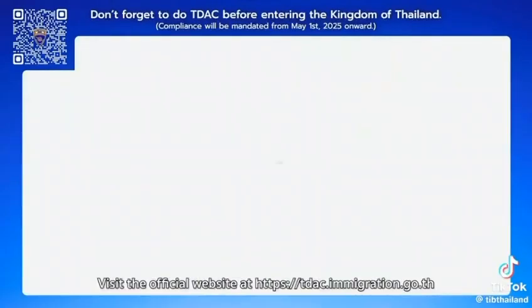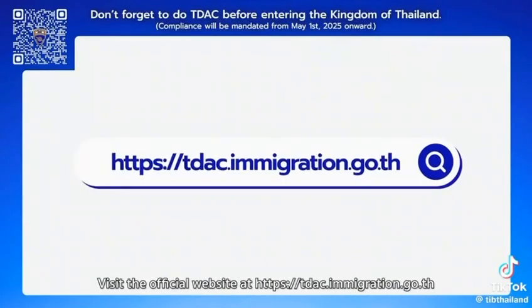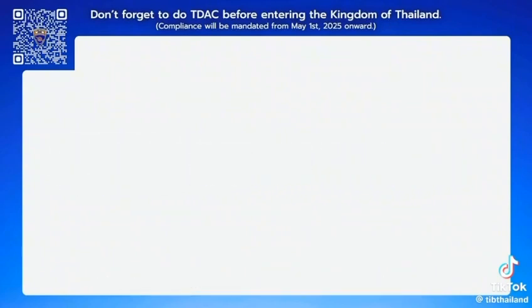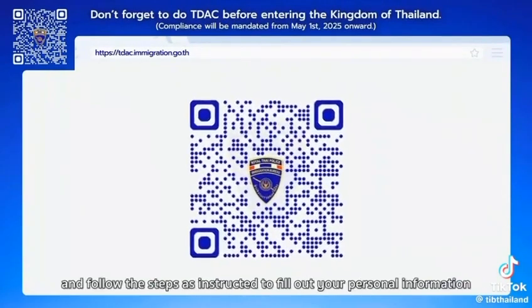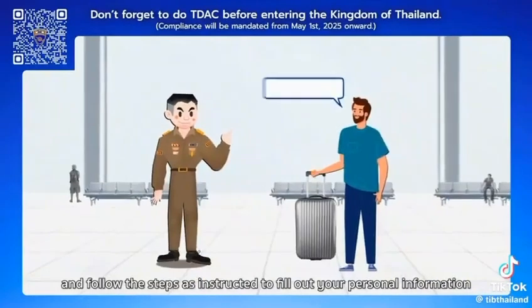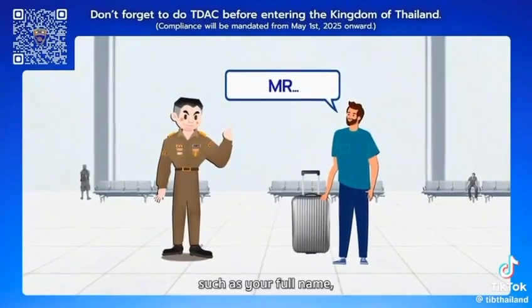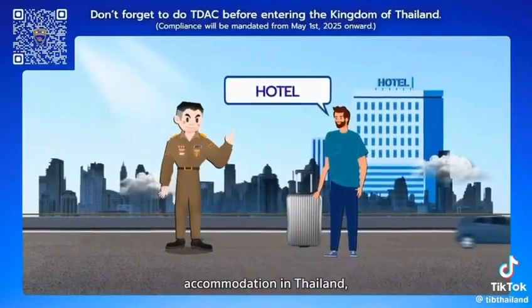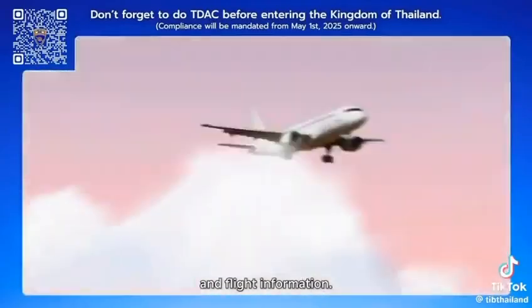Visit the official website at tdac.immigration.go.th and click the Arrival Card button, or simply scan the QR code and follow the steps as instructed to fill out your personal information, such as your full name, accommodation in Thailand, and flight information.